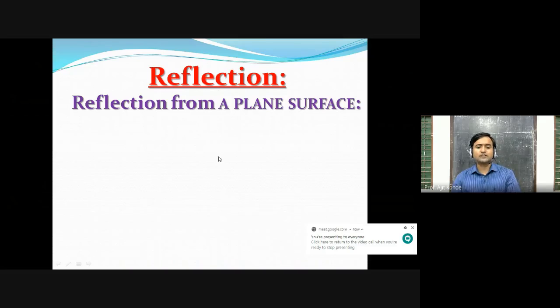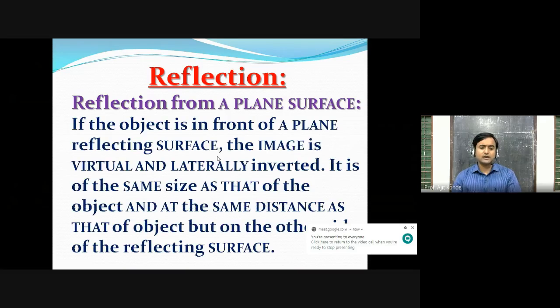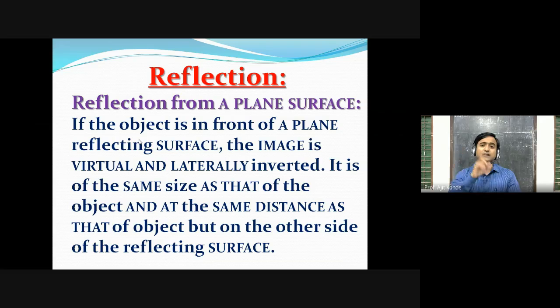Now see over here, reflection from a plane surface. If the object is in front of a plane reflecting surface, the image is virtual and laterally inverted. What is this laterally inverted? Means right hand side appear to be left one, left hand side appear to be right one. Virtual means you cannot represent that image on the screen. It is of the same size as that of the object and at the same distance as that of the object on the other side of the reflecting surface.